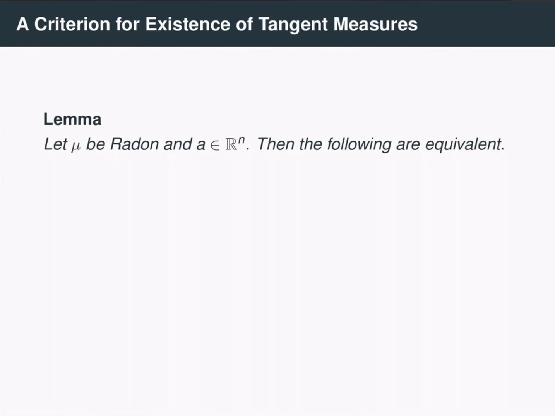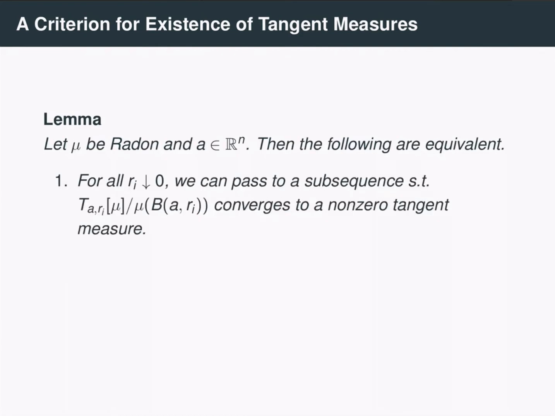So while we know that there exist tangent measures at almost every point, we'll actually often use the following criterion for the existence of tangent measures that will be a little bit stronger, in the sense that it will say a little bit more about what kinds of tangent measures exist. So suppose we have a Radon measure mu and a point a in Euclidean space, then the following conditions are equivalent. Firstly, for any sequence of radii going to 0, we can pass to a subsequence such that the sequence of blow-up measures T_{a,r_i} push forward mu, divided by the measure of the ball centered at a of radius r_i, converges weakly to a non-zero tangent measure.